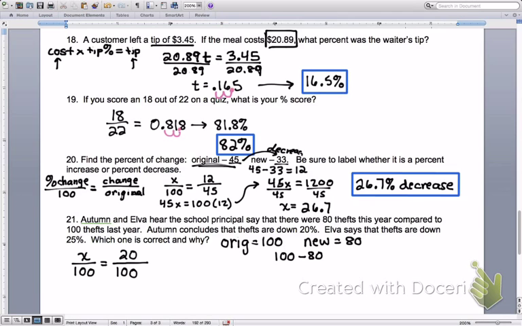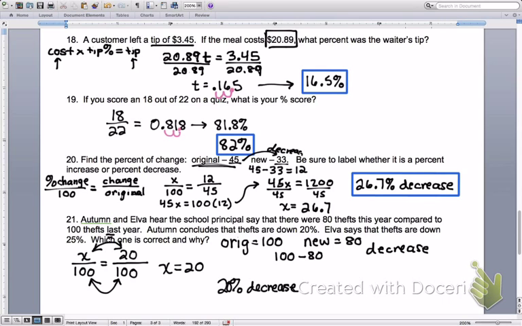Now this one is kind of simple. We don't even have to cross multiply. We have the same thing in the denominator here. So if we have the same thing in the denominator, our numerators must be equal to each other. So we get x equals 20. And because it went down, 100 to 80 shows a decrease. So we have a 20% decrease.